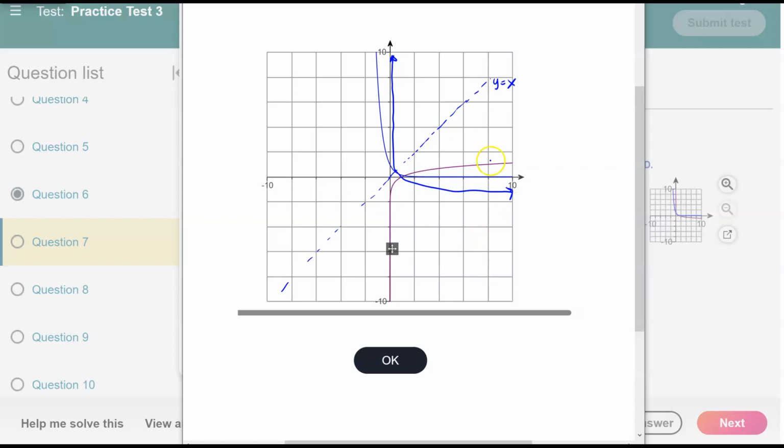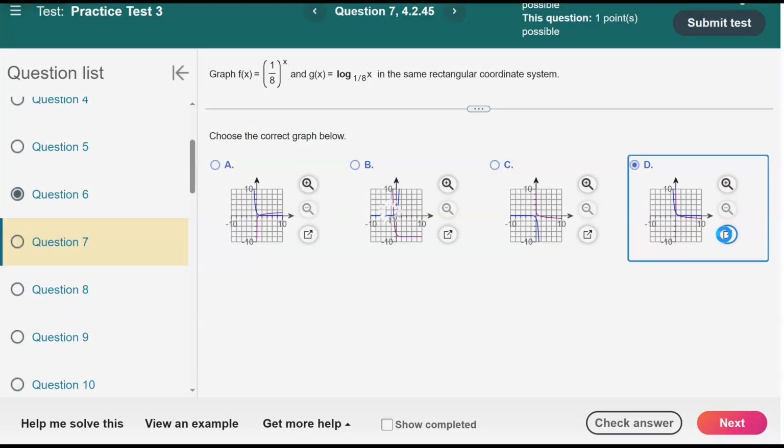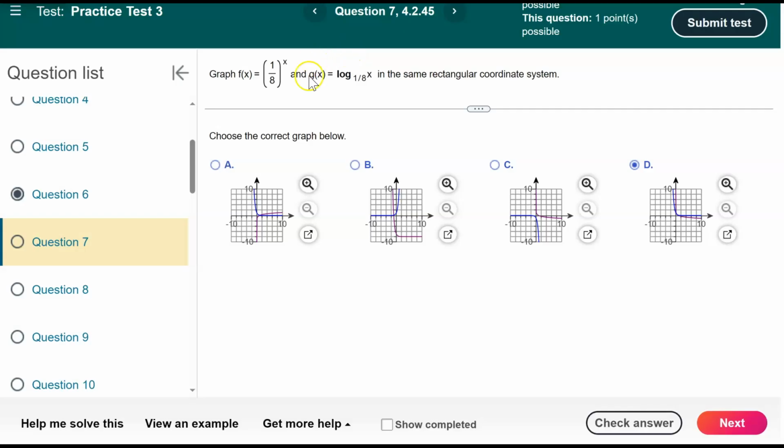So that means that this red curve here is not the graph of the inverse of the blue curve. So A is incorrect. We should look at a graph that behaves like that, and that is actually this curve here, which is letter D. That is the graph of 1/8 to the x and of f of x and g of x in one coordinate system.